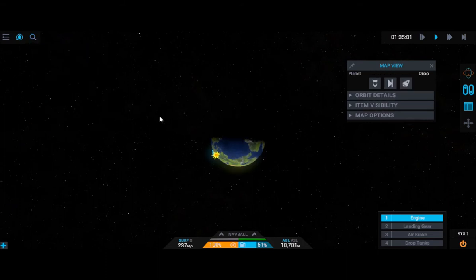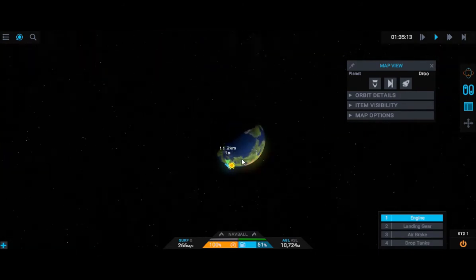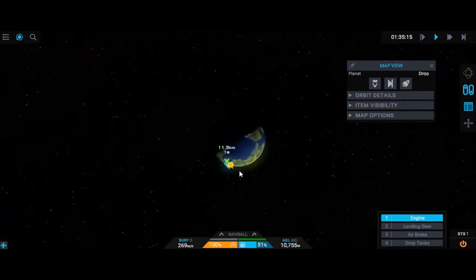So now my focal point is the planet. The planet is moving east, or spinning east. The airplane heading is west. Now let's fast forward and see what's gonna happen.